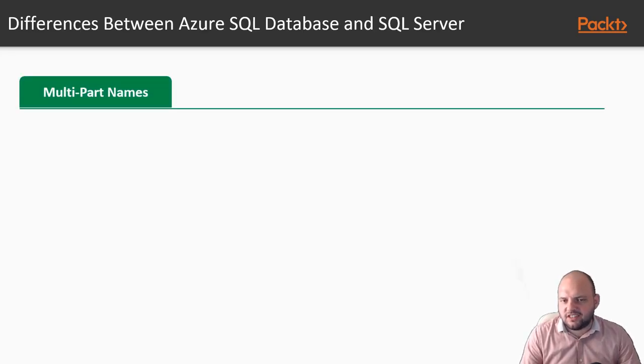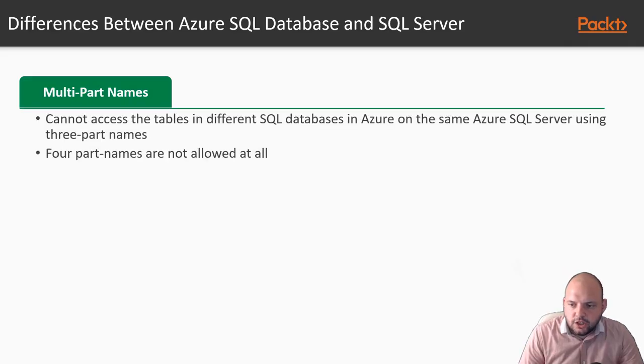Multi-part names is another difference in behavior between Azure SQL database and on-premises SQL Server. If you've been working with on-premises SQL Server for a while, you might be used to referencing objects in a different database that sits on the same server using a three-part name, or even accessing objects that sit in a database on a different server using a four-part name. With Azure SQL database, you can't access tables in a different SQL database that sat on the same Azure SQL server using three-part names, and four-part names, server name, .database name, .schema name, .table name, aren't allowed at all.